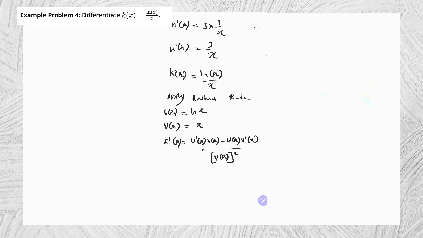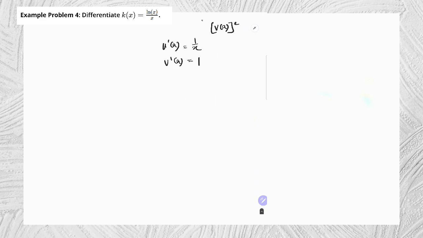Once we differentiate u of x and v of x, we get u of x differentiated as 1 divided by x and v of x differentiated as 1. So once we substitute the values into the quotient rule formula, we have 1 divided by x times x minus ln x times 1, divided by x squared. Once we simplify it, we get 1 minus ln x divided by x squared as our final answer.